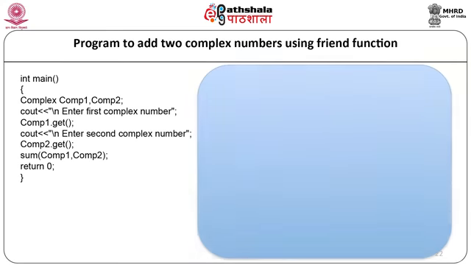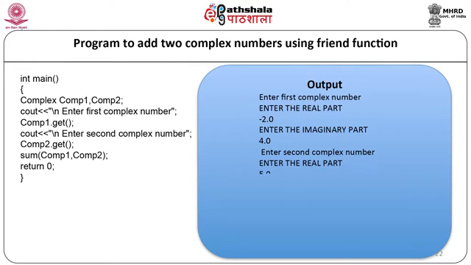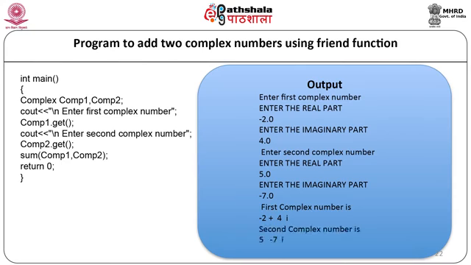Now when the above code is compiled and executed, it will produce the output as "Enter the real part". Suppose the first number that we have entered is -2, imaginary part is 4. Then for the second complex number, enter the real part, suppose 5, enter the imaginary part, suppose the entered number is -7. Then the output will be: first complex number is -2 + 4i, second complex number is 5 - 7i, and sum of two complex numbers is 3 - 3i.